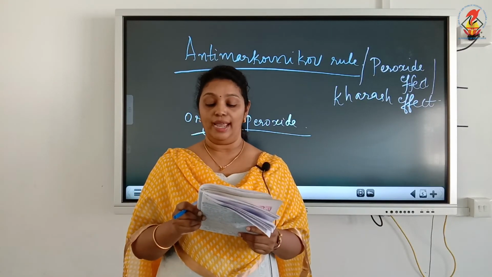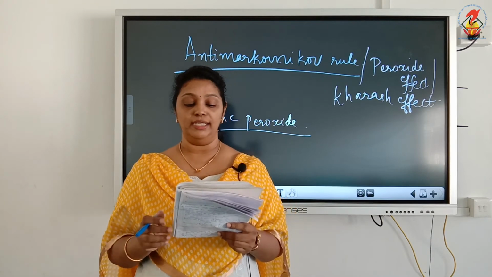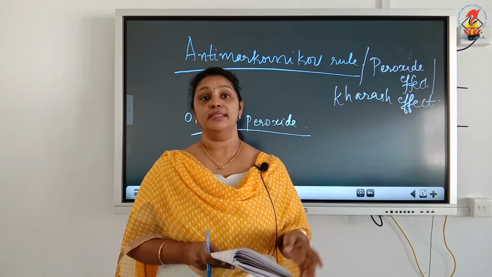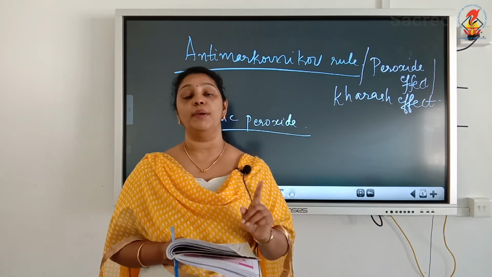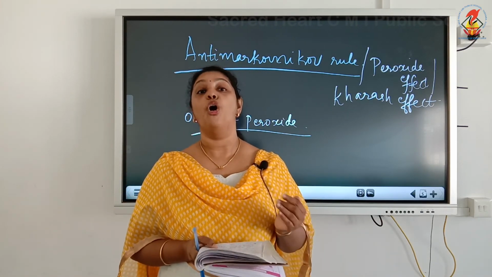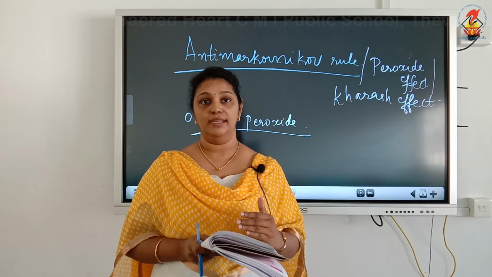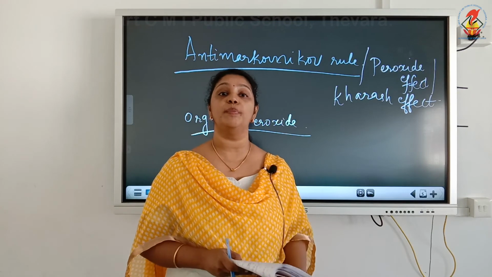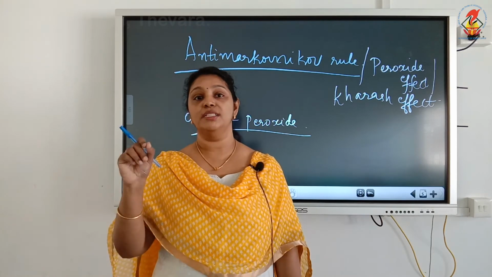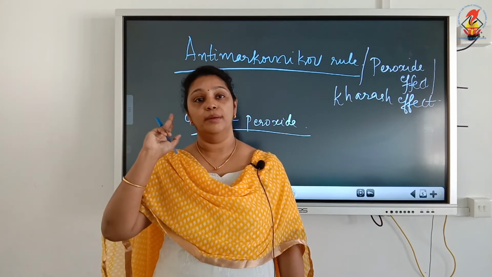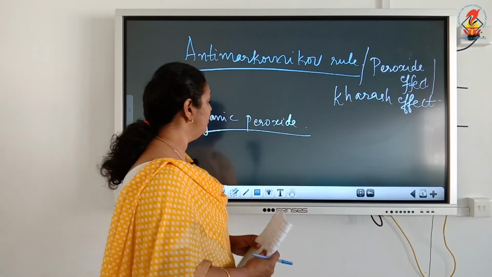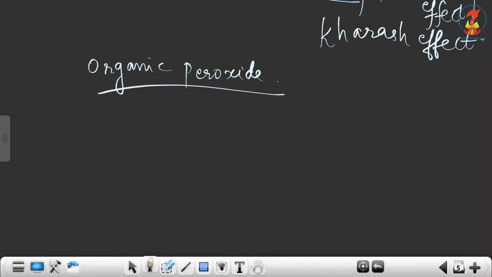The addition of hydrogen halide to unsymmetrical alkene takes place opposite to Markovnikov's rule. So that is AntiMarkovnikov's rule. That is, AntiMarkovnikov's rule takes place in the presence of organic peroxide. What will happen? Addition of hydrogen halide to unsymmetrical alkene takes place opposite to Markovnikov's rule. Means, according to Markovnikov's rule, the negative part of the addendum will add to the carbon with less number of hydrogen. But in presence of organic peroxide, the negative part of the addendum will add to the carbon with more number of hydrogen. Now, example for organic peroxide is benzoyl peroxide.